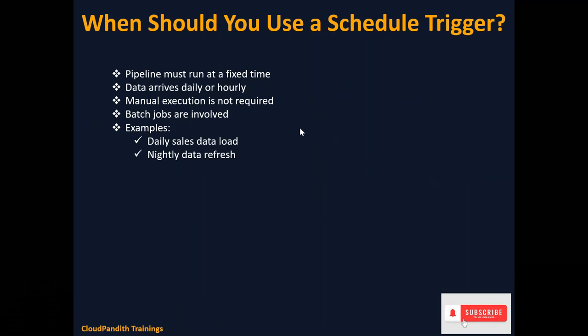Let's understand when a schedule trigger should be used. If your pipeline needs to run at a fixed time, such as every day or every hour, then schedule triggers are the best choice team. For example, if you want to process daily sales data, maybe in the morning at 10 a.m., or at night at 11 p.m., you can simply use a schedule trigger to achieve this kind of real-world use case.